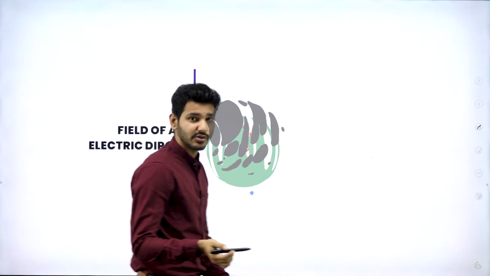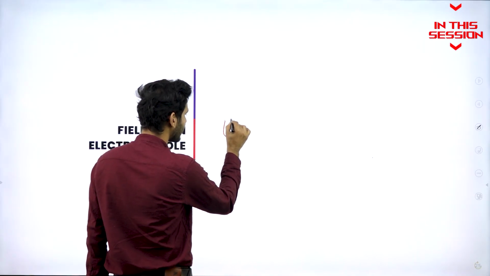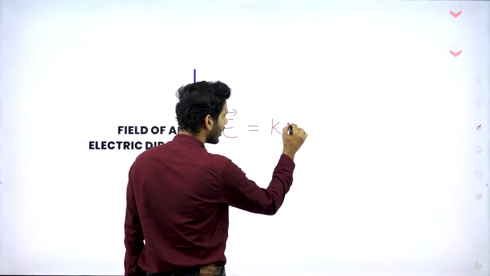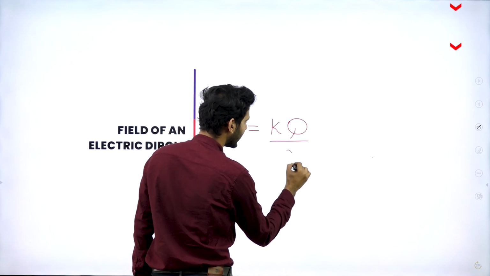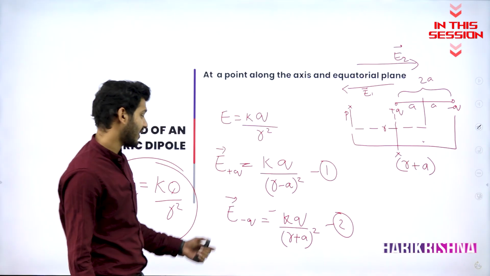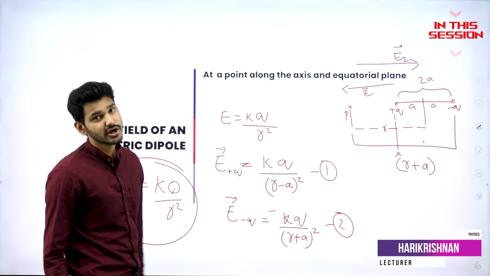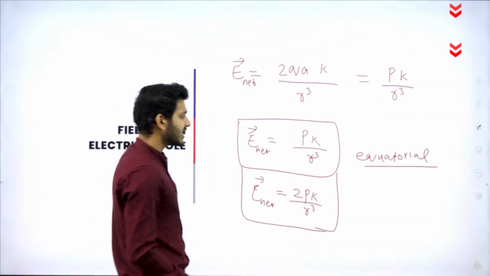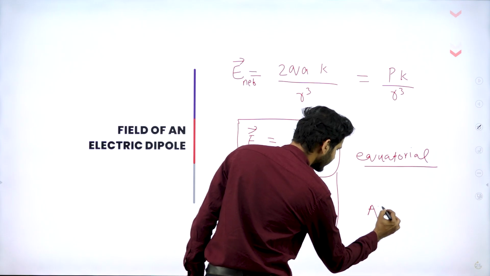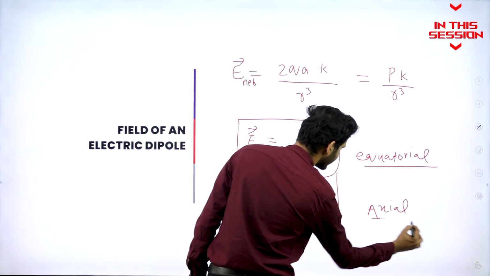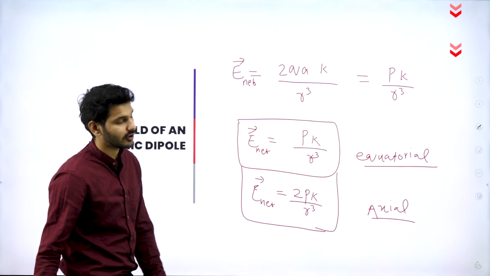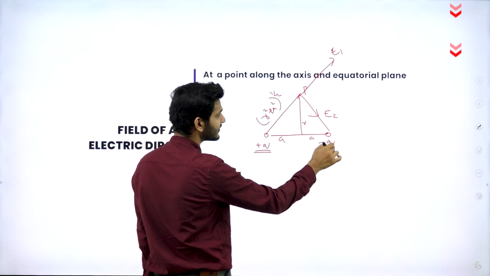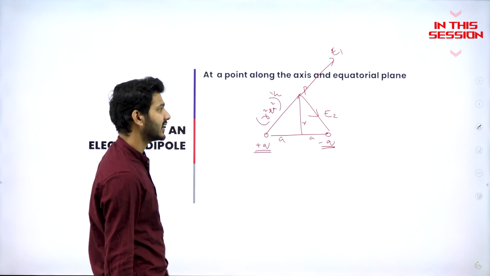The electric field equation is capital E equal to K Q divided by R square. So we have our E minus Q and E plus Q. To find the net electric field, we only have to add them together. If a dipole, this is along the axial point and this is along the equatorial point. Due to a positive charge, the electric field was pointed outwards, and due to a negative charge, the electric field lines were pointed inwards.